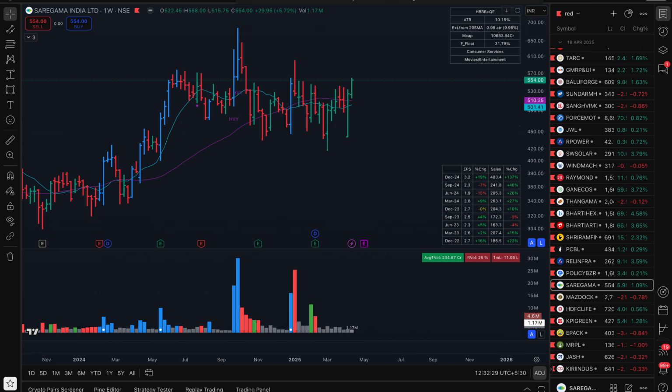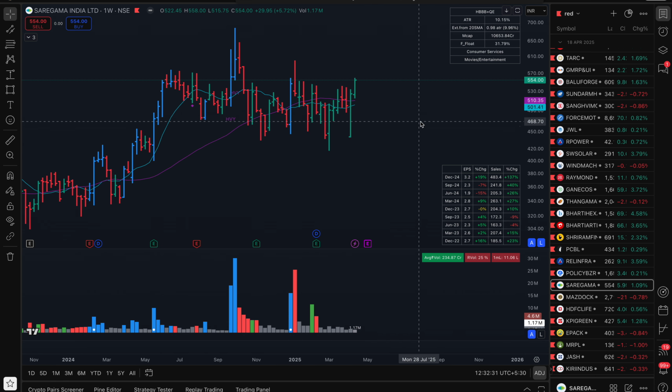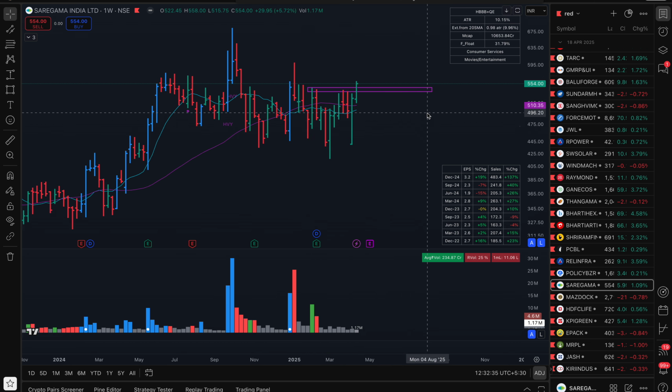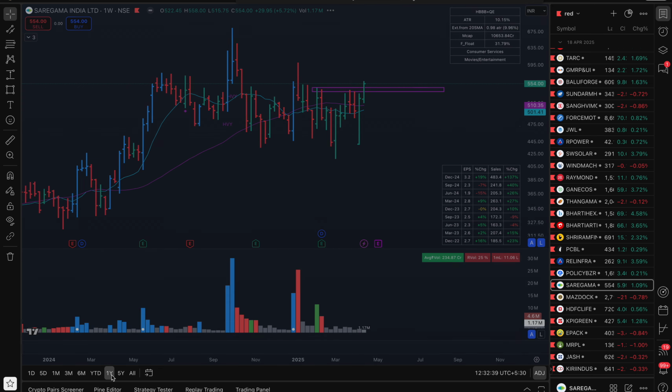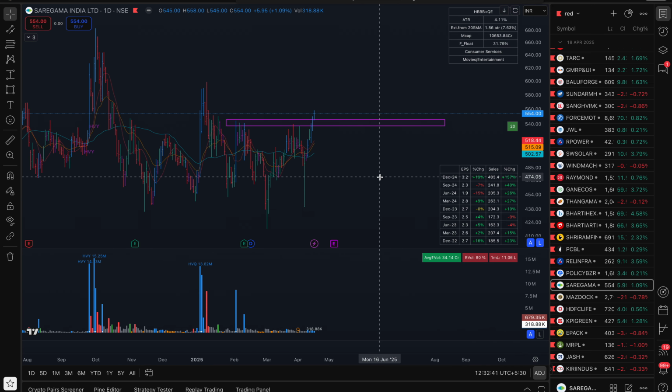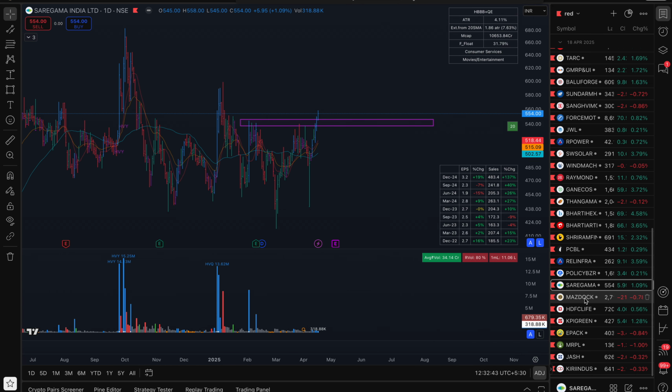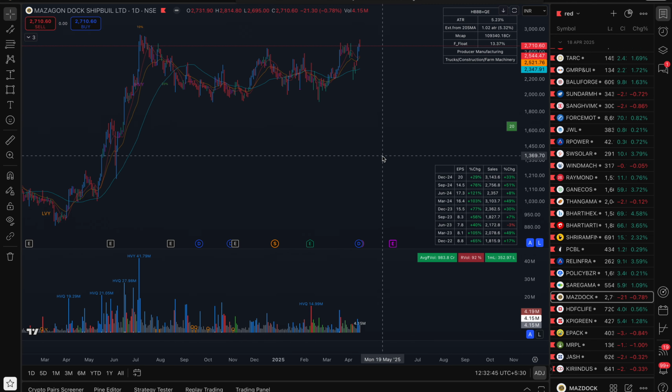If you look at the weekly chart, this week looked like an actionable area. Okay, very soon we are going to end the list.